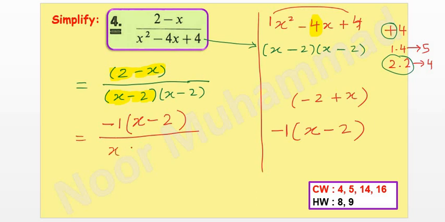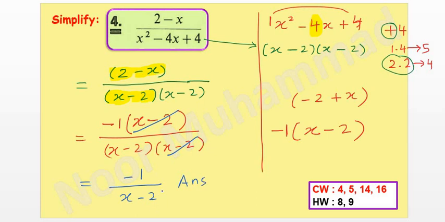Okay, now what do we have in the denominator? x minus 2, and we have another x minus 2. Now this can be cancelled. This whole factor can be cancelled with this one. So our final answer will be -1 over x minus 2. So this is the final answer. Clear?